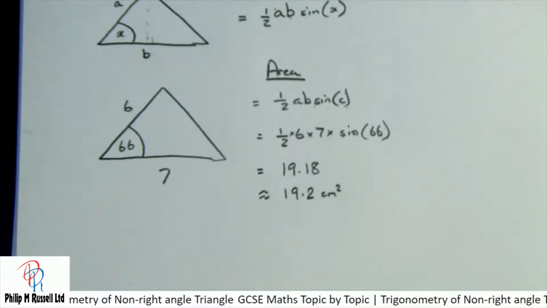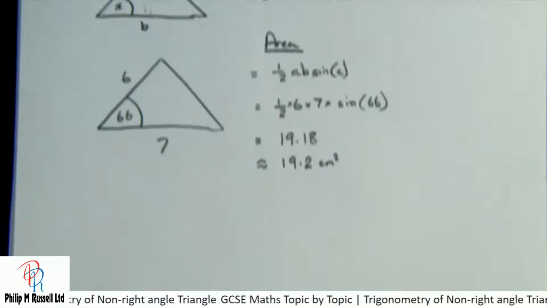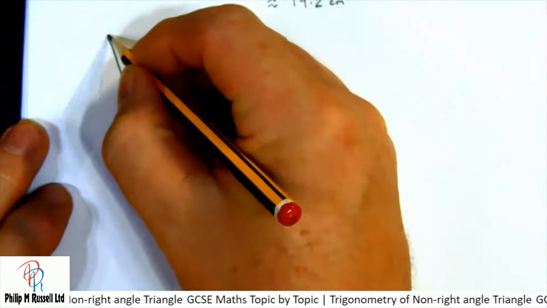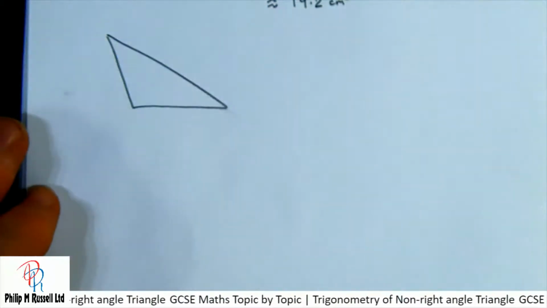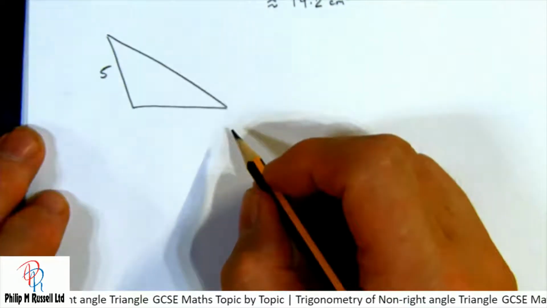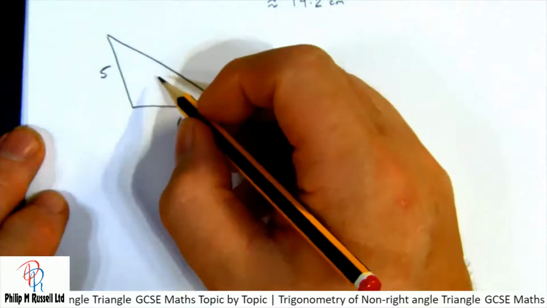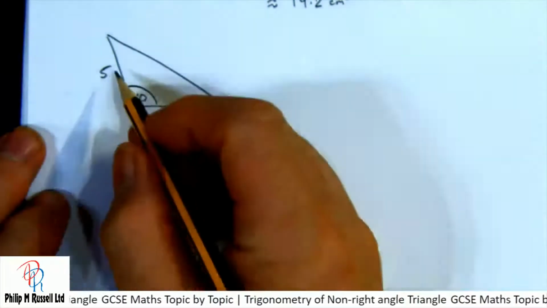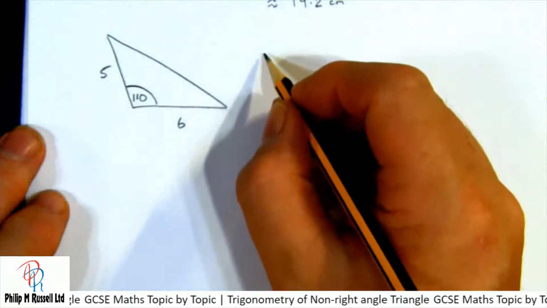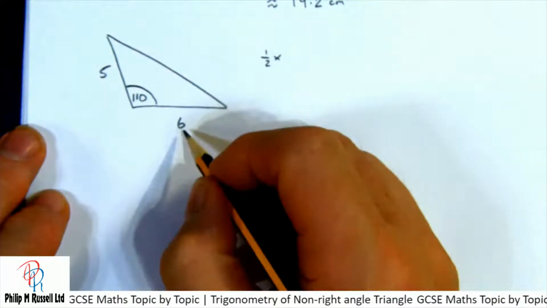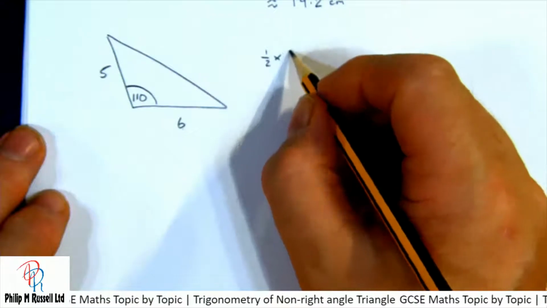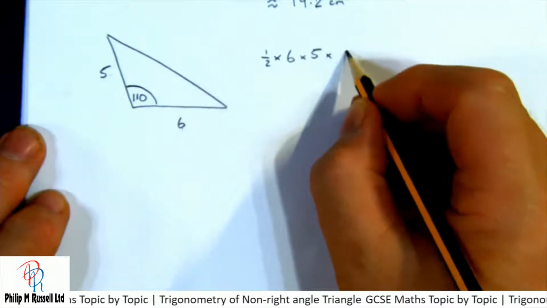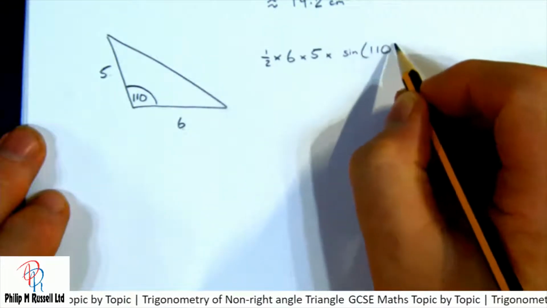Let's have a look at another one just to see how it goes. Maybe I've got a triangle which is obtuse. Let's have some sides, 5, 6, and this angle is going to be, let's say, 110. Exactly the same way. We work out half times side A, which is going to be 6, side B, which is going to be 5, times the sine of 110.